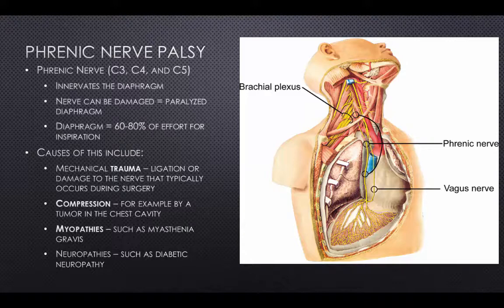Causes of a phrenic nerve palsy include mechanical trauma, which is ligation or damage to the nerve that typically occurs during surgery; compression, for example, by a tumor in the chest cavity; myopathies, such as myasthenia gravis; or neuropathies, such as diabetic neuropathy.